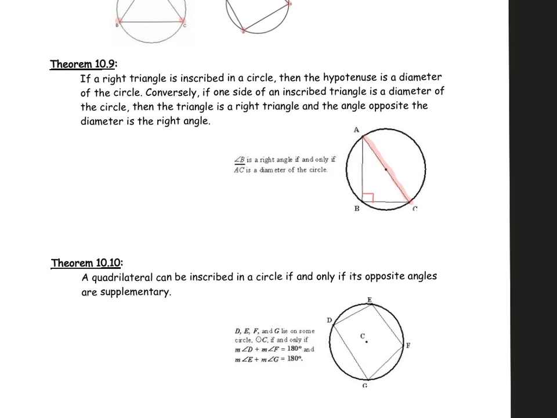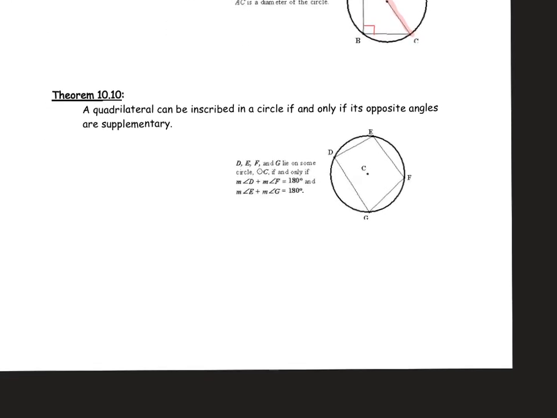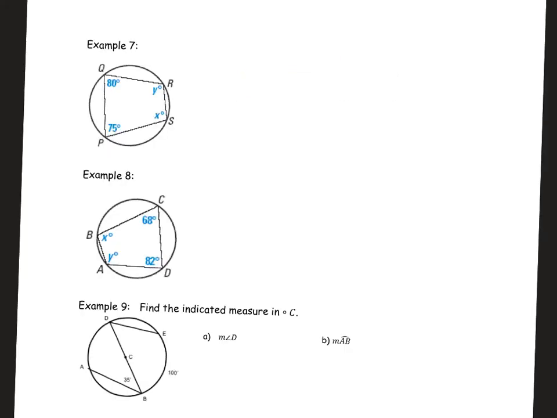Another theorem we have talks about quadrilaterals. So a quadrilateral can be inscribed in a circle if and only if opposite angles are supplementary. So that means angle E and angle G here, they don't necessarily need to be the same, but they do need to add up to 180. Same goes for angle D and angle F. They do not need to be congruent, but they do need to be supplementary, so they do need to be able to add up to 180. So while other polygons, in addition to triangles and quadrilaterals, can be inscribed in a circle, those are the two most common that we deal with at this point in our mathematical careers.